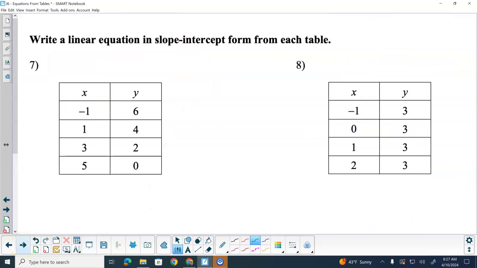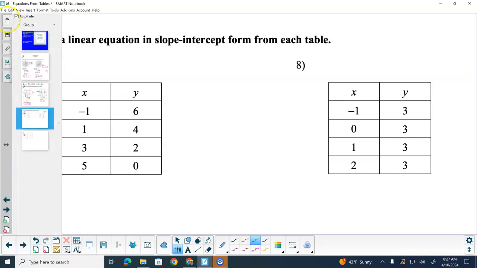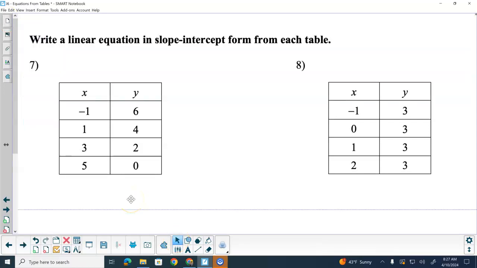Alright? You try now numbers 7, 8, and 9. I just got 9 on the next page. Yep. 7, 8, and 9, please.